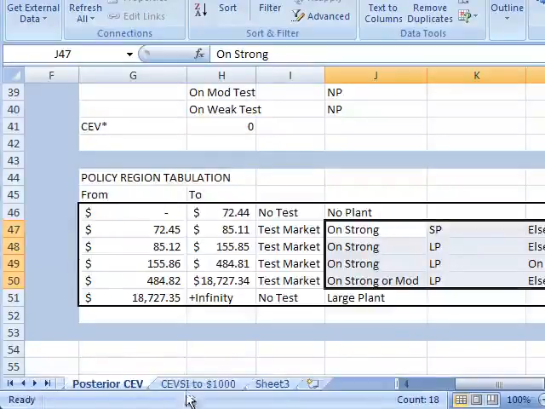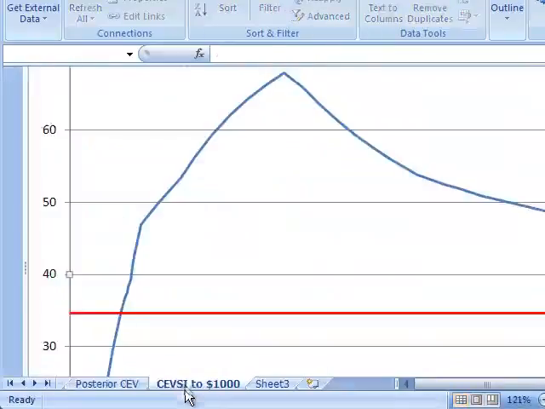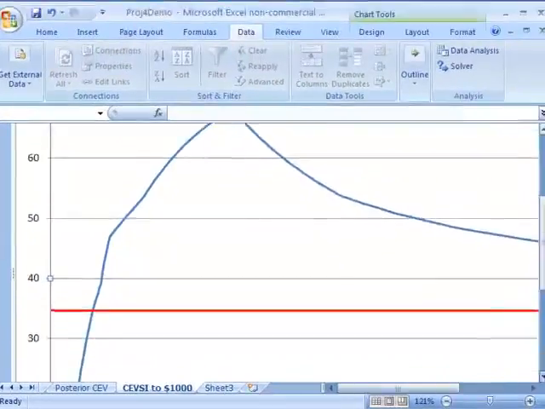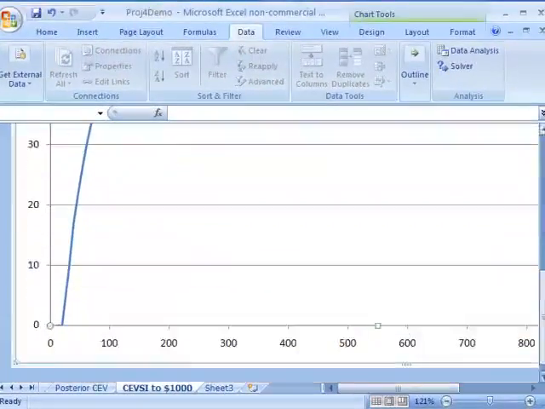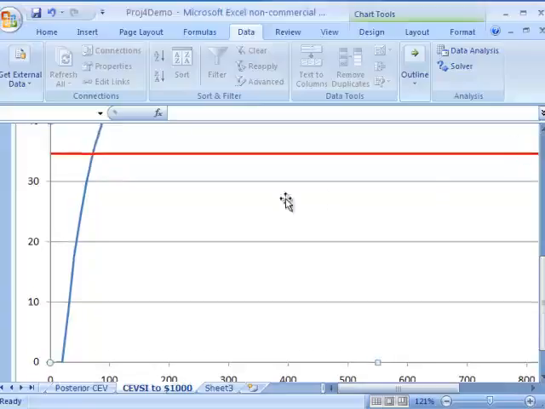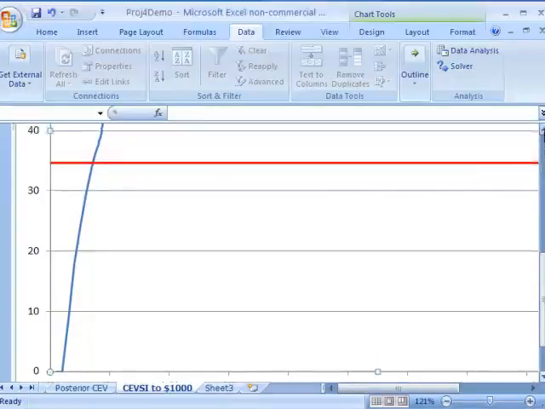along with this analysis. For example, the plot of the CEVSI. This is the cash equivalent value of sample information. In this case, it looks very much like the CEVPI. Remember that the expected value of sample information, or the cost of information rather, was at 34.5, which is the red line.